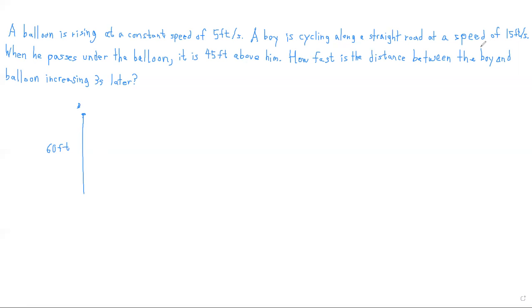Now, when the boy passes underneath the balloon, he's going at a rate of 15 feet per second. Assume this speed is constant because the question didn't state otherwise. So 3 seconds later, he's going to be 45 feet away. This diagram isn't drawn to scale, so don't worry about that. 45 feet. I'm not that good at drawing. Please excuse me.